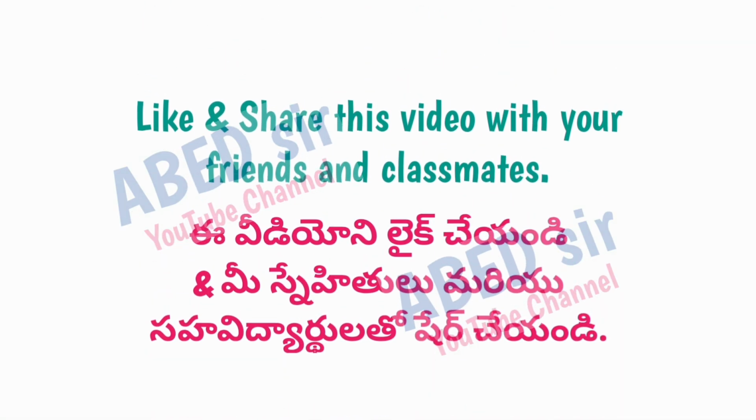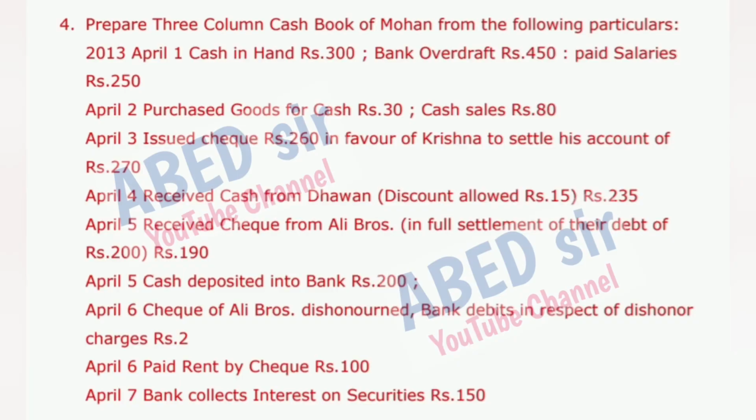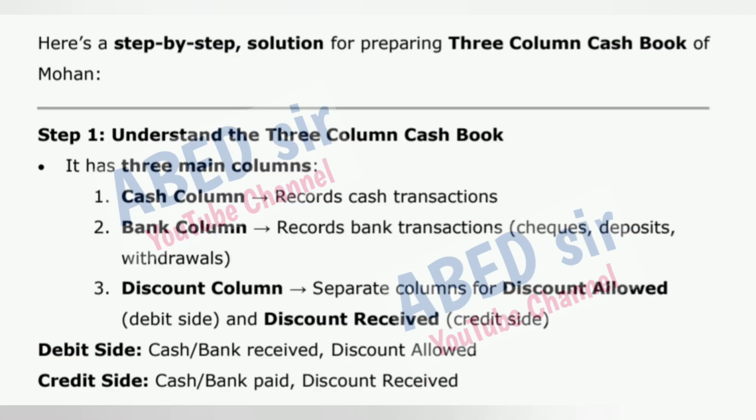Next important long question is 4. Prepare 3-column cash book of Mohan from the following particulars. Here's a step-by-step solution for preparing the 3-column cash book of Mohan. Step 1. Understand the 3-column cash book. It has 3 main columns.